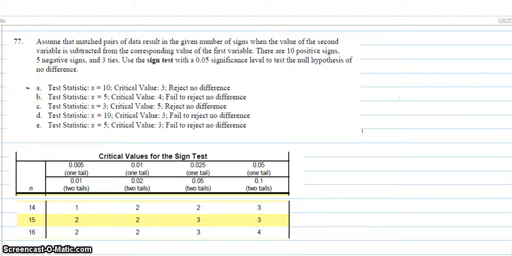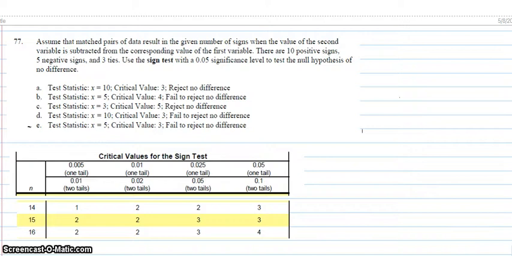Is your answer going to be A, test statistic 10, critical value 3, reject no difference? B, test statistic 5, critical value 4, fail to reject no difference? C, test statistic 3, critical value 5, reject no difference? D, test statistic 10, critical value 3, fail to reject no difference? Or E, test statistic 5, critical value 3, fail to reject no difference?